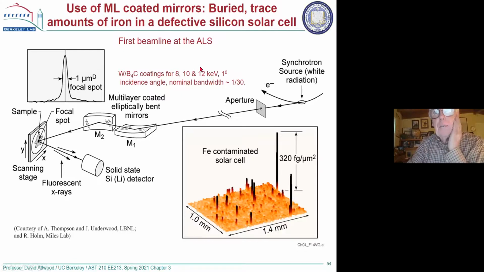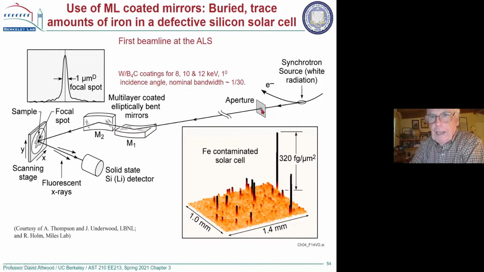This is an example of an early KB pair. So we've called them Kirkpatrick-Baez pairs. Notice that they're giving a high demagnification. They took bending magnet radiation at the ALS. This was the first beamline at the ALS. We had a running synchrotron and no beamlines, and this was the cheapest, fastest, quickest thing we could do. And so they used bending magnet radiation, KB optics. This was done by Jim Underwood and Al Thompson.